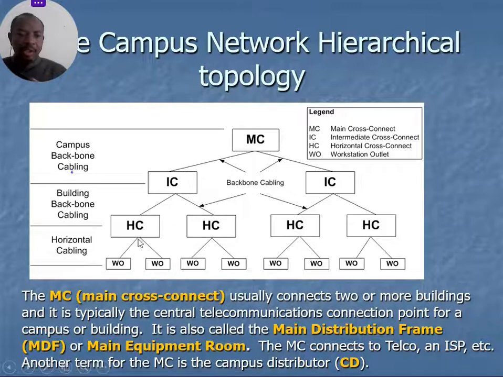From each individual building, you take to the horizontal cable. This HC is the horizontal cable, or what you call the horizontal cross connect. You can call it horizontal cross connect because the cables are cross connected. That's why we call it cross connect. So from the intermediate cross connect, you take to the horizontal cross connect. From the horizontal cross connect, you take to your workstations.